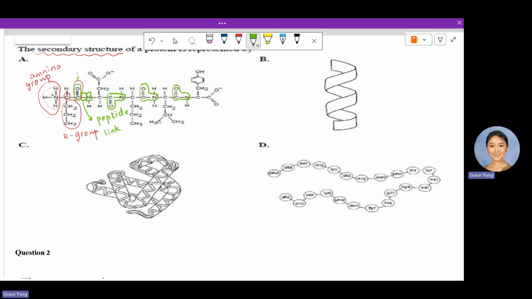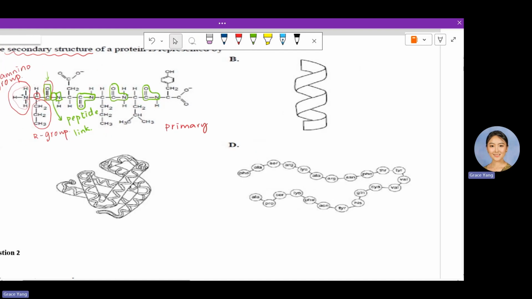Okay, what am I looking at here? I have a chain of amino acids linked together by peptide bonds and nothing else. So this must be a primary structure. Because remember, primary structure is the sequence of amino acids linked together by peptide bonds, forming a polypeptide chain.